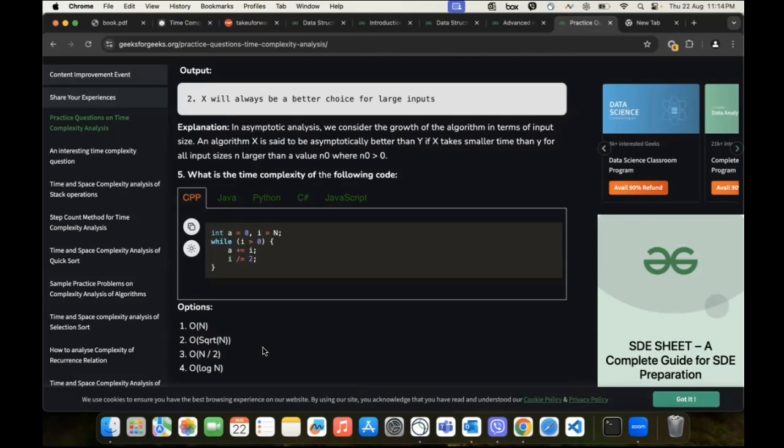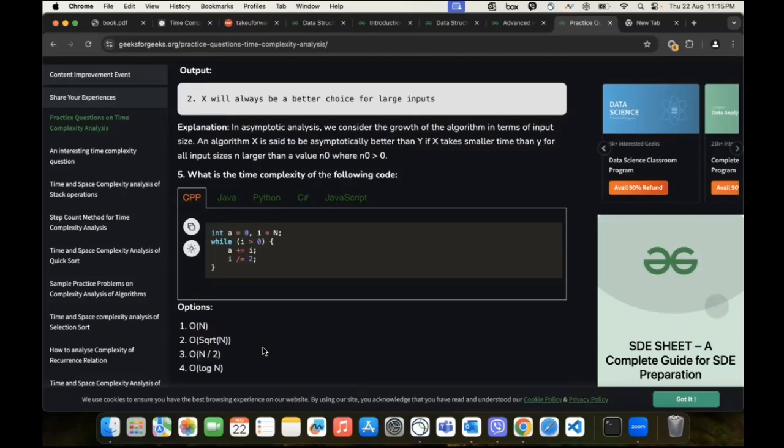Sorry, n by 2. How is it n by 2? Explain. See, you take the basic least integer, okay. You take 1. While 1 is greater than 0, it executes 1 time. Then i is equal to 1 by 2, so it will be 0.5, so 0. So it executed once.